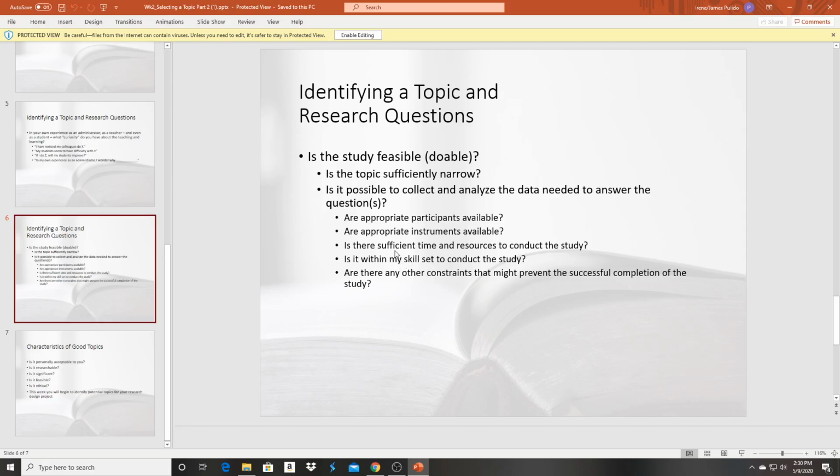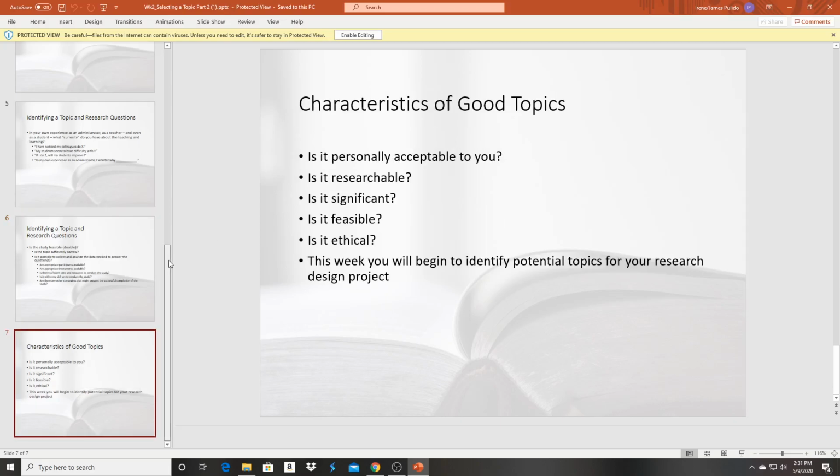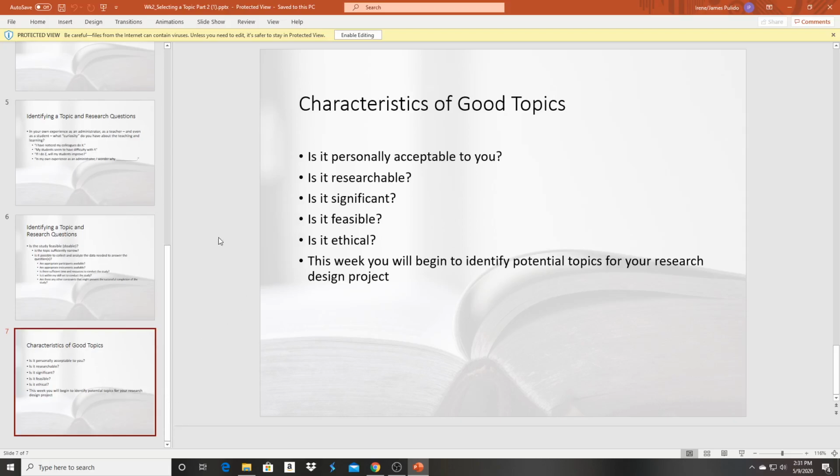Is there sufficient time and resources? Is this within my skill set to get at? Are there any other constraints that might prevent the successful completion of the study? If you're going to go out into the field and have access to all the Walmarts in the United States, are you going to have access to it? Are the district managers going to give you access, or schools, are they going to give you access to it? Okay, and then again, we're going to repeat: is it ethical? Is it feasible? Is it significant? Is it researchable? Can you actually do it?